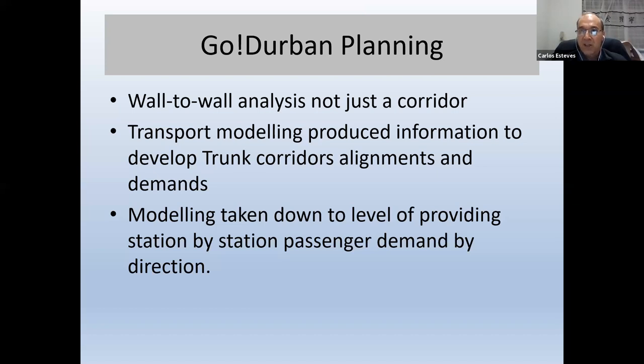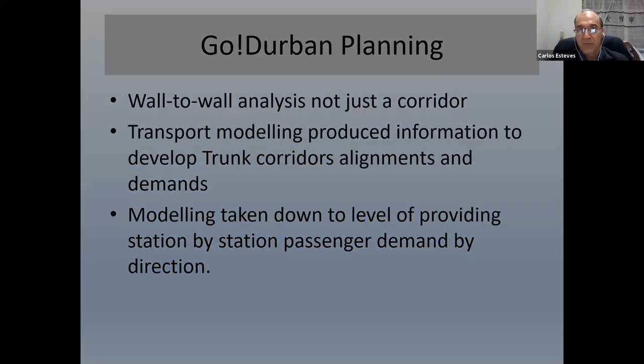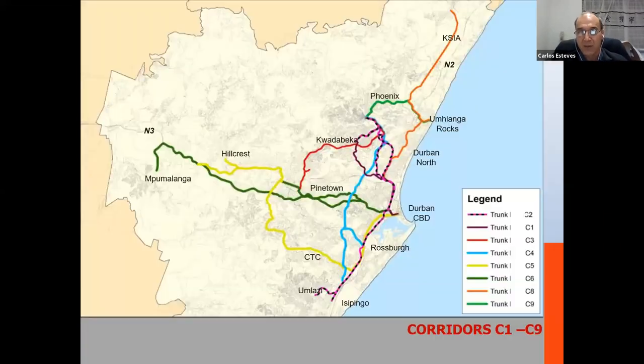They took it a step further. They did further modeling to take the passenger demand down to station by station on those corridors, and to establish a series of trunk corridors. And this is just one of the early versions. So there would be corridors linking Umlazi through to KwaMashu, through to Phoenix, and right through to the King Shaka International Airport.